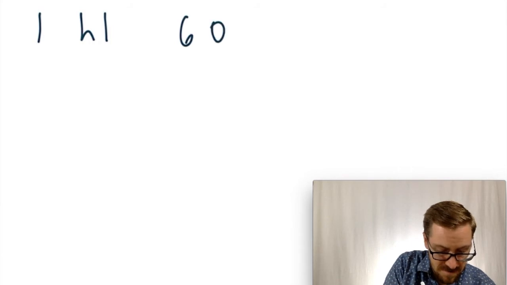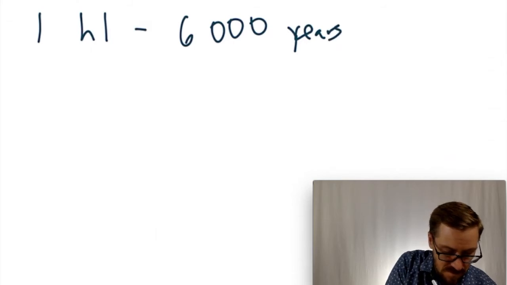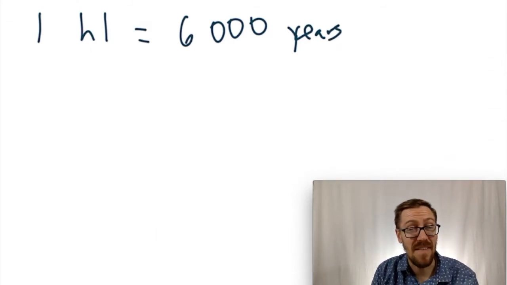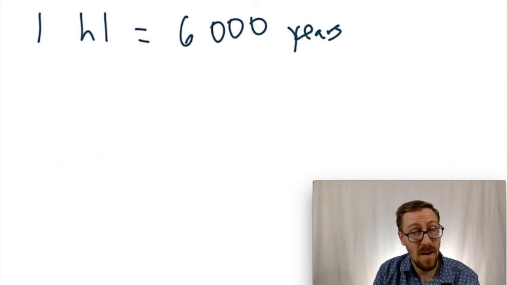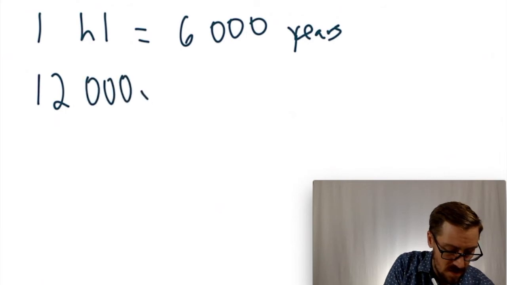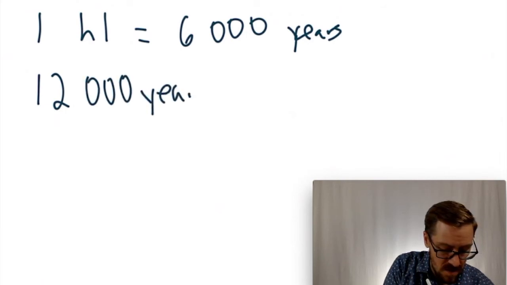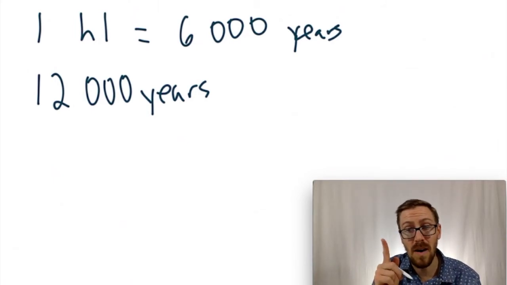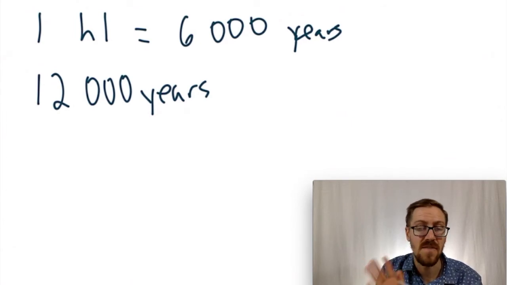I may ask you to do this question in reverse. So I might say, let's say one half-life is 6,000 years. I might say, if you think it's 12,000 years old, one, how many half-lives, and 2, what fraction of your atoms should be left if that was the case.